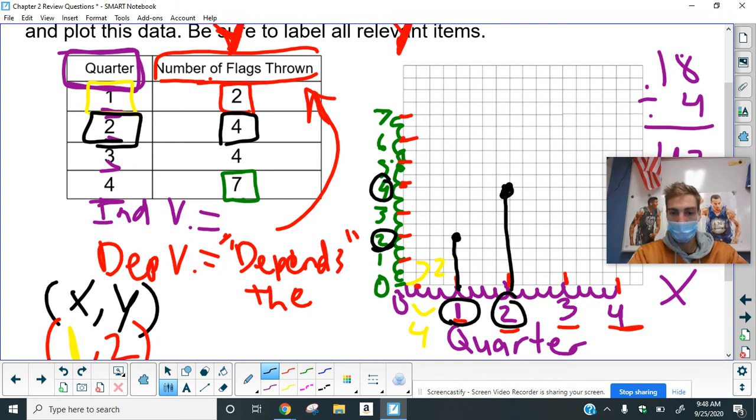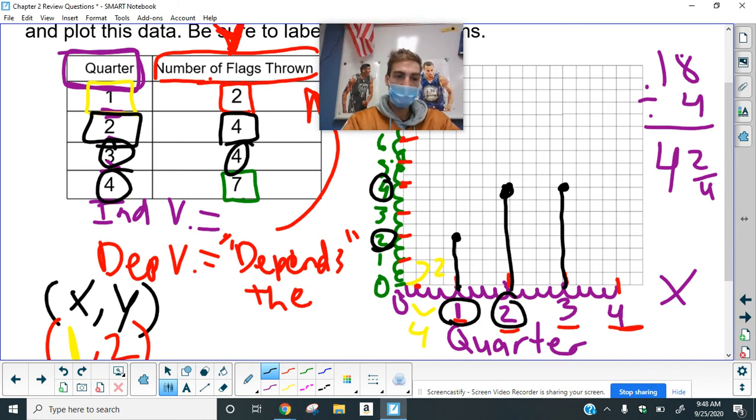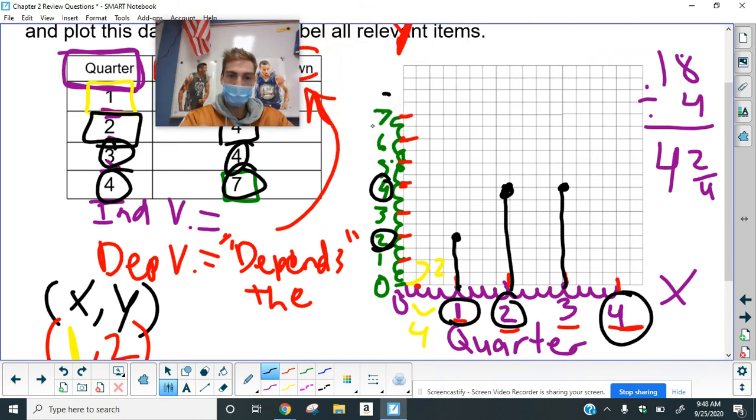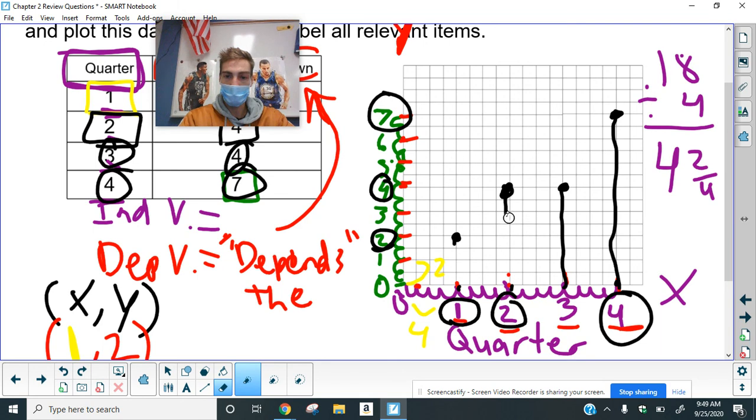Then I'm taking a look at 3, 4. So I'm at 3, and again I'm going up to 4. And then I'm at 4, going up to 7. So 4 going up to 7. Alright, so those would be my points. And you would typically not have these lines here. I just drew them because they help me stay with my X on the graph down here. So these are my points.